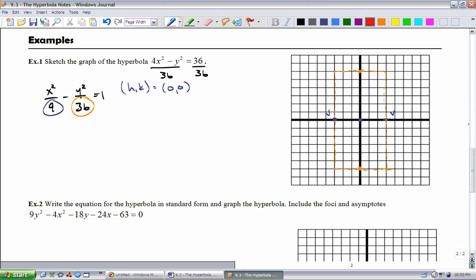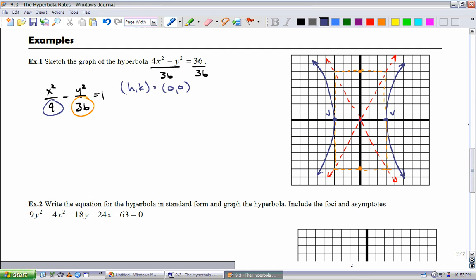Once we do that, we can draw in our slant asymptotes. There they are. Okay, and since it's opening side to side, or left and right, it's horizontal, I know that I can just draw it in like this. And see, our slant asymptotes give us the guidelines to how wide to draw that.